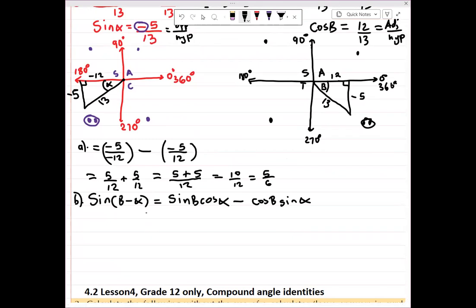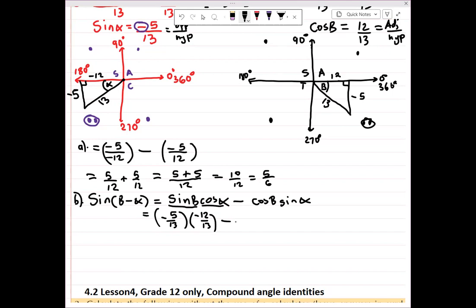So when we substitute here, sin B is opposite over hypotenuse. So sin B, this part here, is going to be negative 5 over 13. Cos alpha is adjacent over hypotenuse. So for alpha the adjacent is negative 12 over 13, which is our hypotenuse.